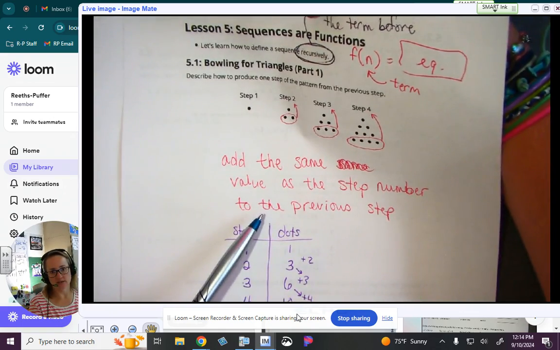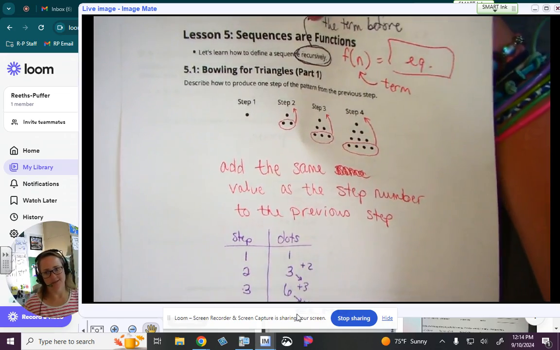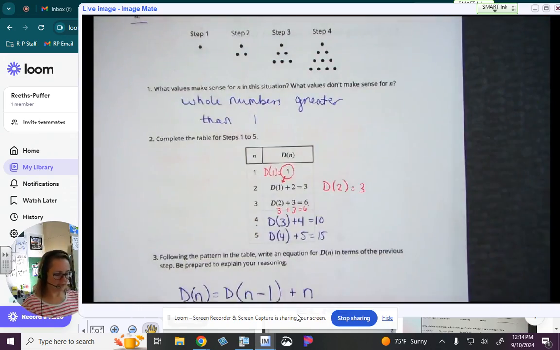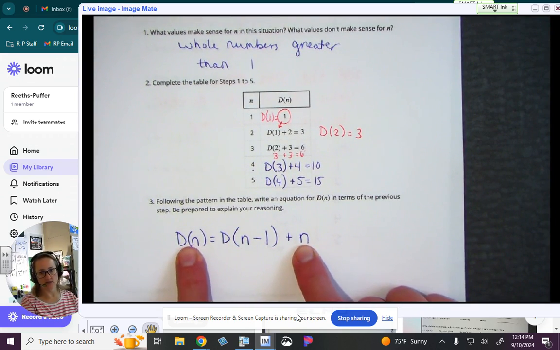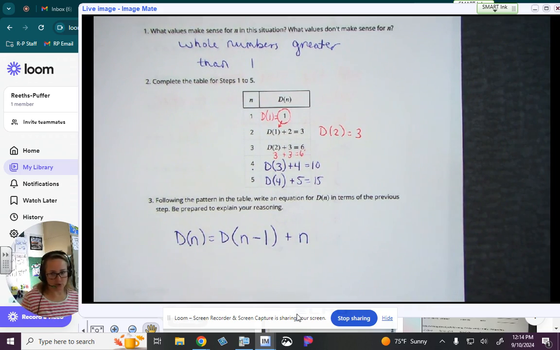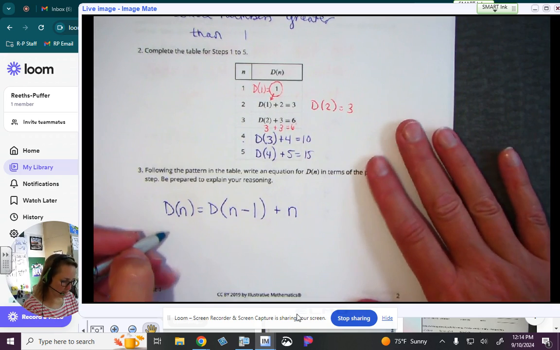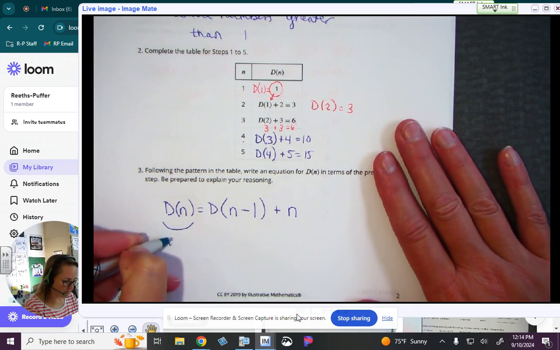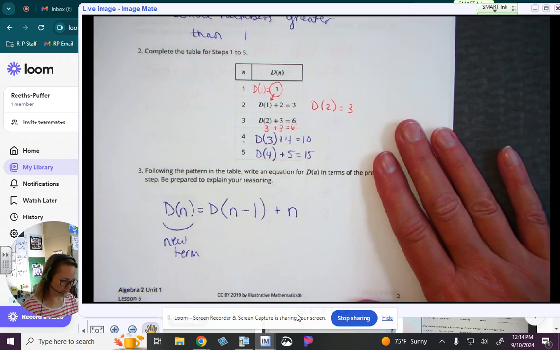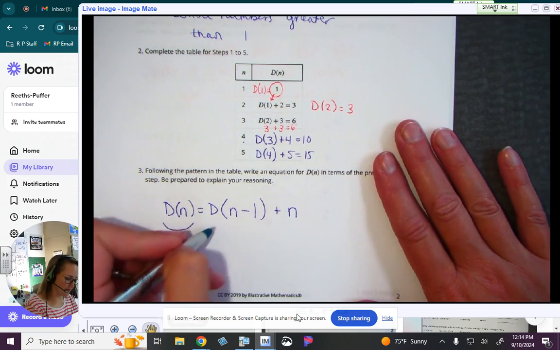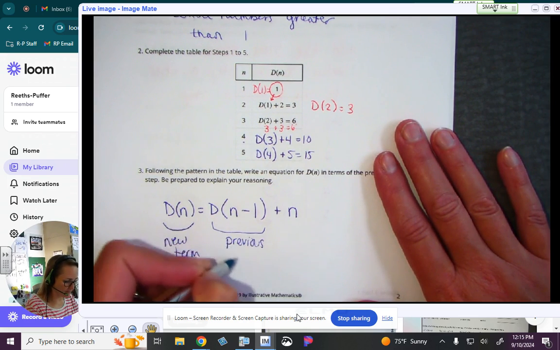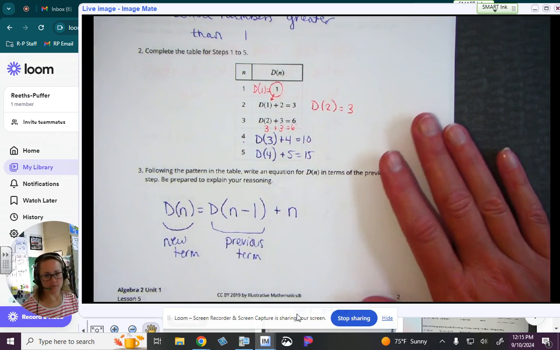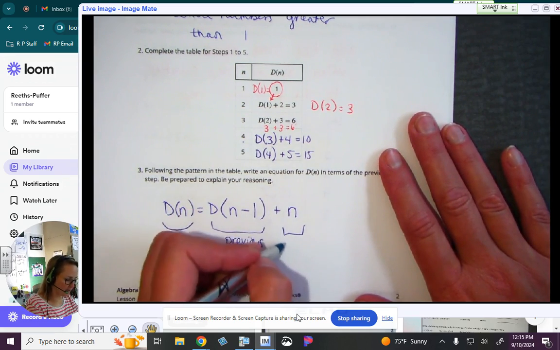Okay, because that's what we said on the other side here, that we're going to add the same value as the step number to the previous number of dots. We're going to take the previous number of dots, we're going to add whatever that step number is, and that's going to get us our new number of dots. So whatever our new term is, we take the prior term, the previous term, and we add a certain number of dots.